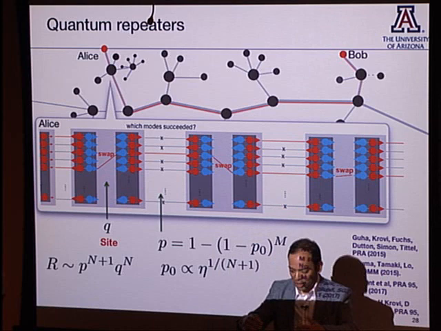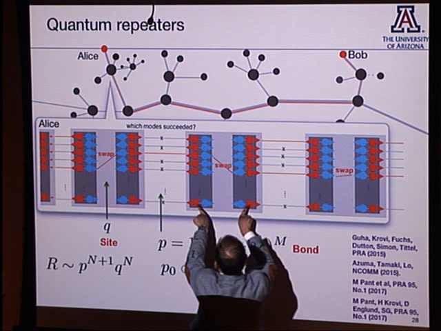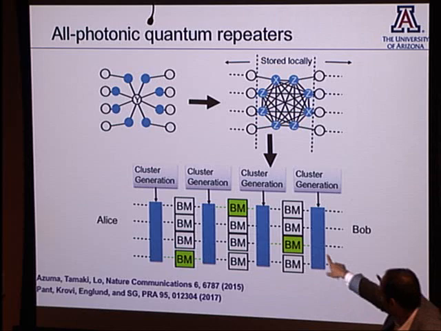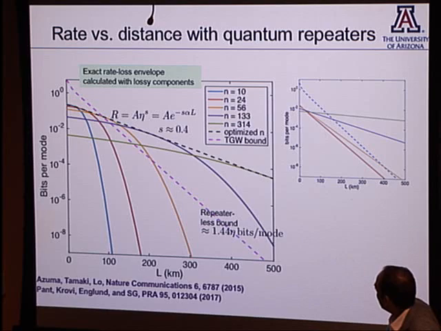You stitch them together using linear optics to this big cluster state. You send out two photons from two sides, and this is just one big giant cluster state that is protecting that logical information. Once the information about which channel succeeded comes back, you connect the right channels and you get the end-to-end entanglement. And this is what gave us this rate-loss curve.